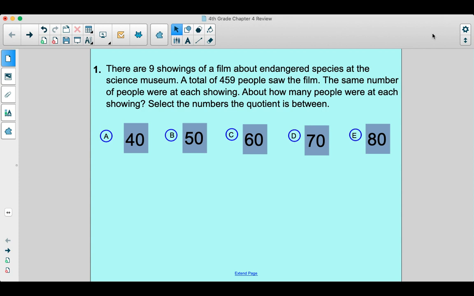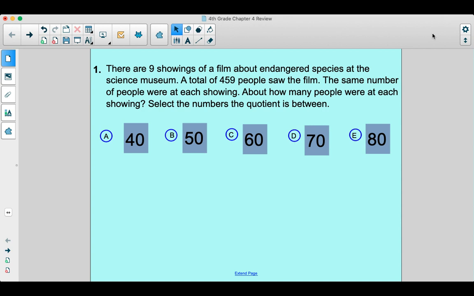All right, so there are 9 showings of a film about endangered species at the Science Museum. A total of 459 people saw the film. The same number of people were at each showing. About how many people were at each showing? Select the numbers the quotient is between.